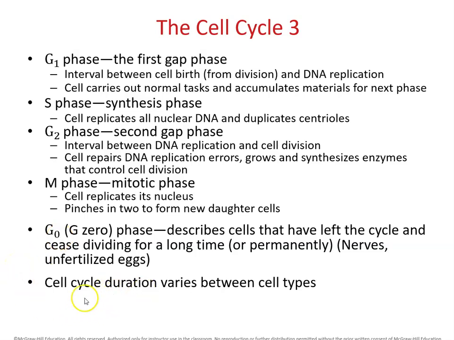Some cells go through the mitotic phase much more frequently than others. Think of skin cells, for instance, a cell that needs to be replicating quickly because it needs to replenish itself often. Those are things that are going to be going through mitosis very often. Other cells go through mitosis much less frequently. Think of an intestinal cell. An intestinal cell can last much longer than a skin cell. It doesn't need to be replaced as often.